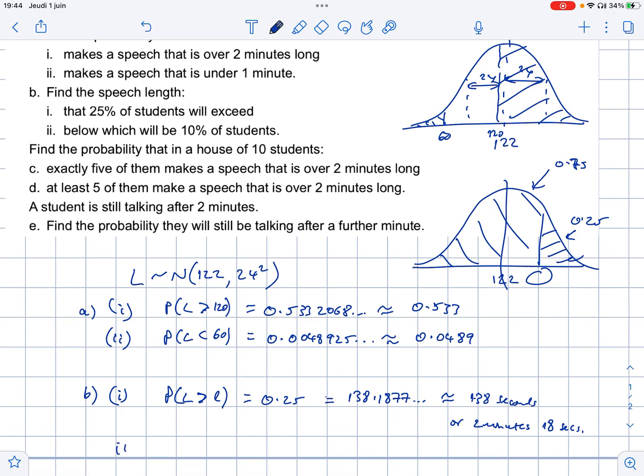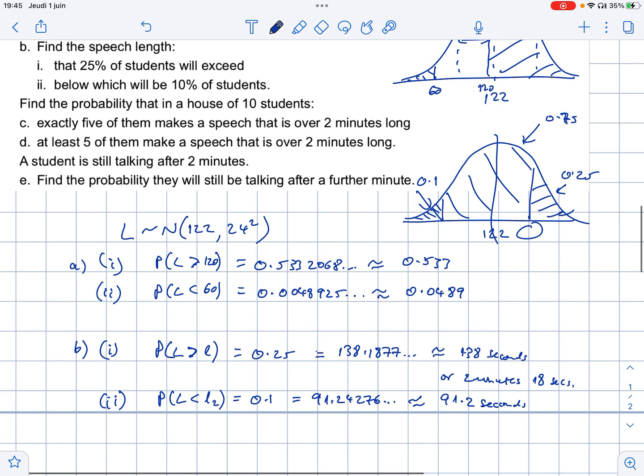And below which will be 10% of the students. So that's an inverse normal again. Probability that L is less than L2 is 0.1, because we're now trying to get 0.1 over here, which is inverse normal 91.24276, which is approximately equal to 91.2 seconds, or 1 minute 31.2 seconds.